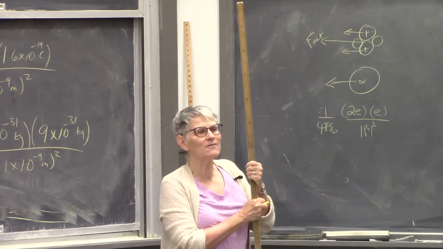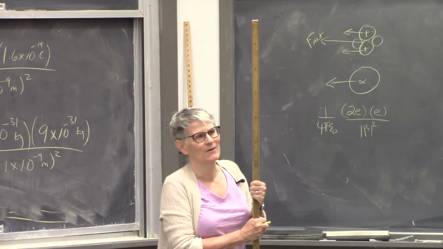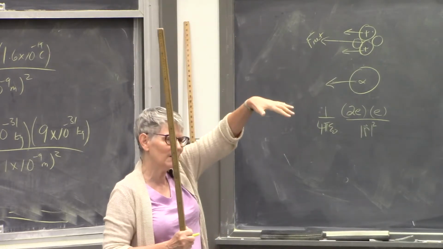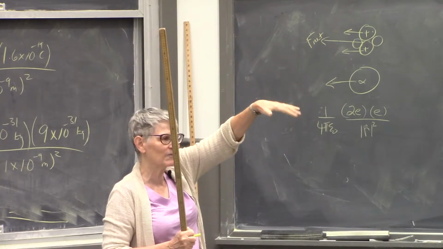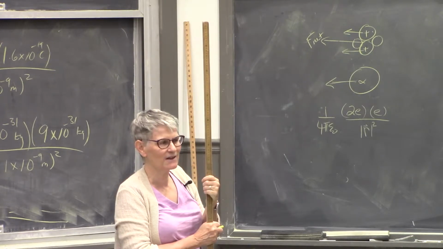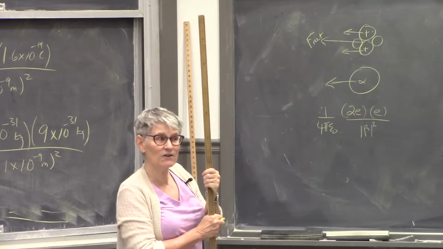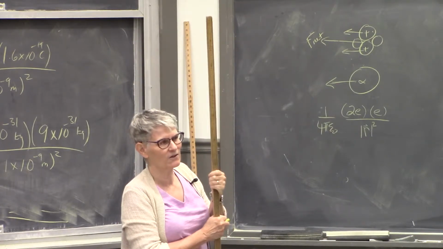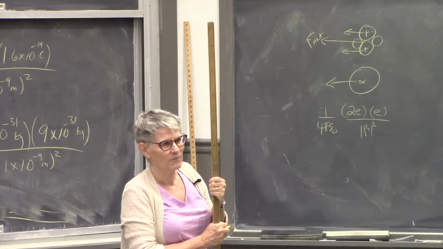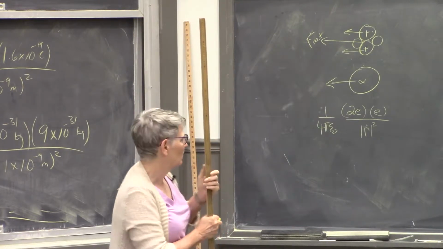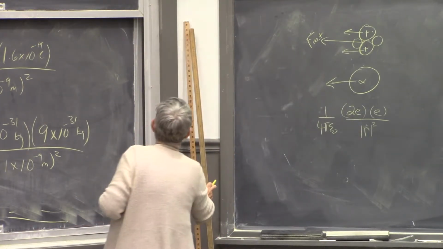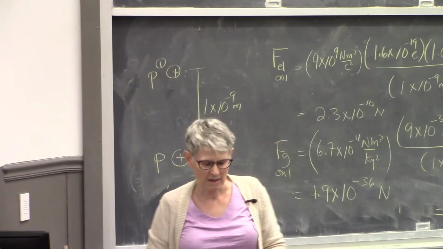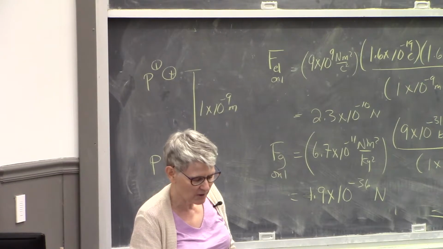Which one's going faster? The proton's going faster because for the same change in momentum, it has a smaller mass, so a bigger v. So the change in velocity is different. The change in momentum is exactly the same. Don't fall into that trap. Okay. Questions about this?